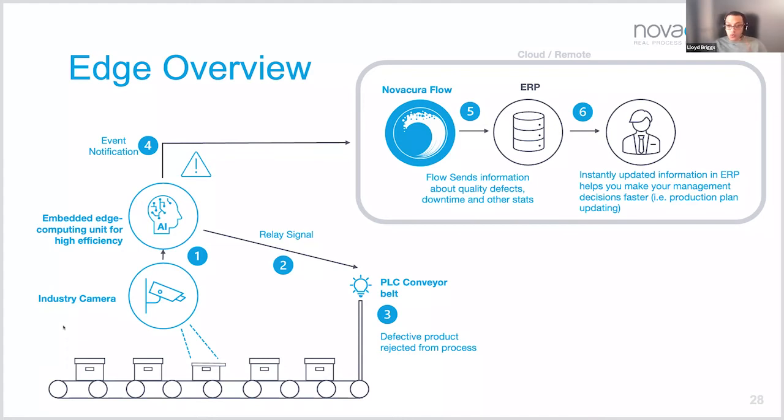And it can also notify your ERP system using Novacura Flow. If your ERP system is in the cloud, or your manufacturing system is in the cloud, you can use Novacura Flow to communicate and perform transactions. It could just be updating an inventory count, it could be counting parts, it could be analytics, it could be backflushing product. So this information doesn't just go one way, it can go both.